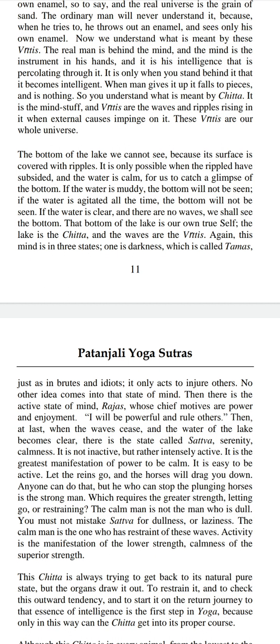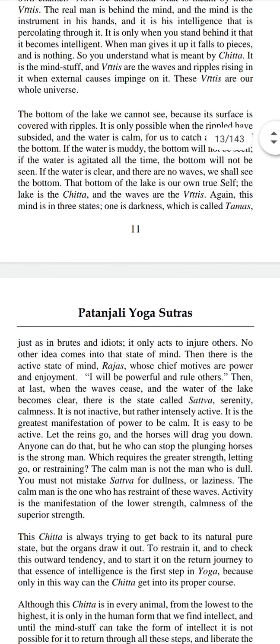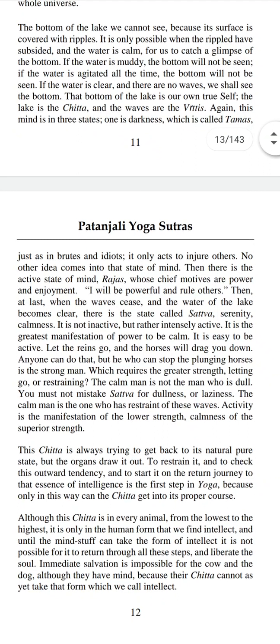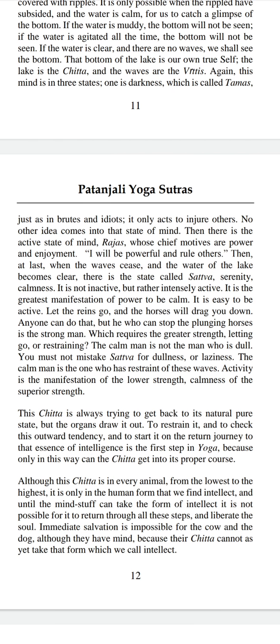Again, this mind is in three states. One is darkness, which is called tamas. Now here light and darkness are being quoted. Just as in brutes and idiots, it can only act to injure others. No other idea comes into that state of mind. Then there is the active state of mind, rajas, whose chief motives are power and enjoyment. I will be powerful and rule others.